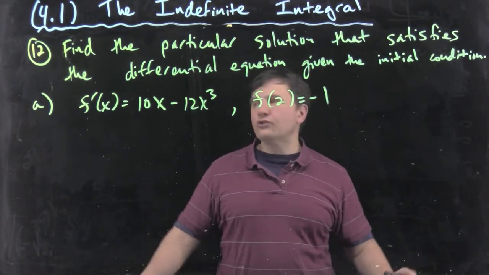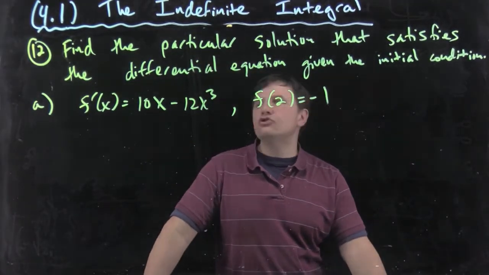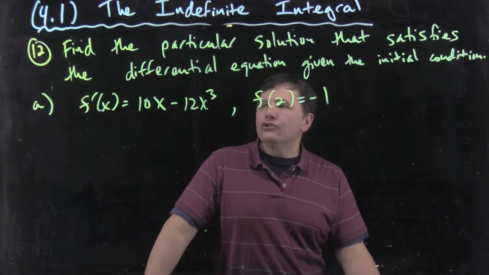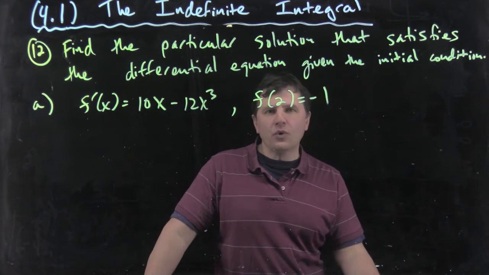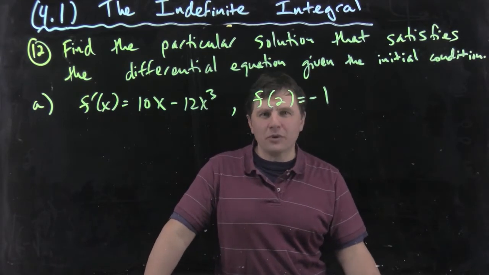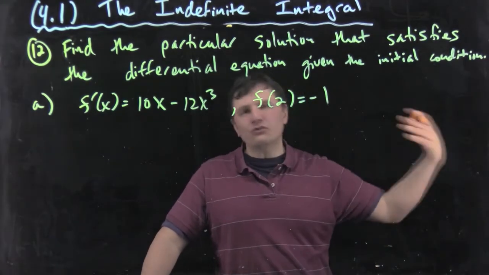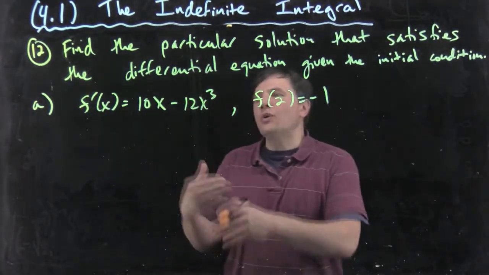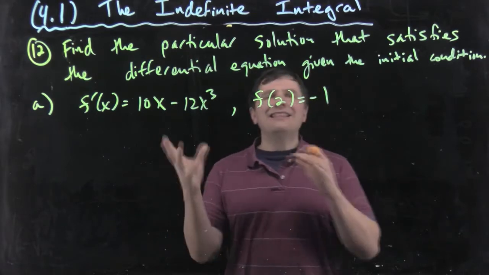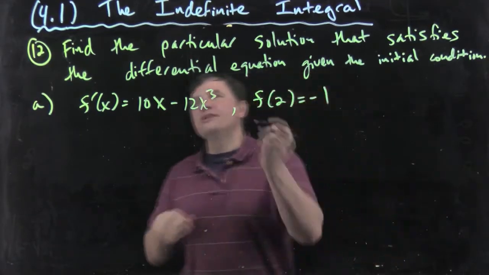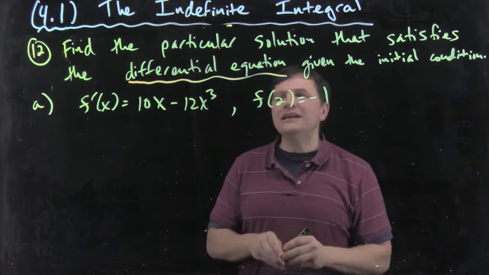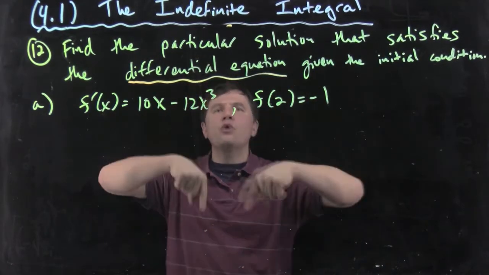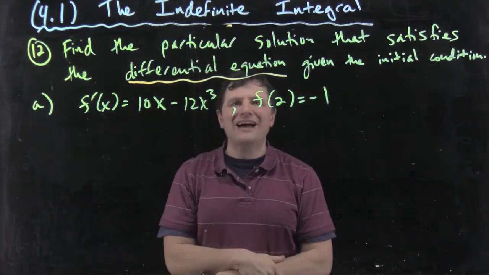Okay, example 12. Find the particular solution that satisfies the differential equation given the initial condition. So when you're asked to solve a differential equation, it's not like solving an algebraic equation where you get something nice like x equals 4 or x equals negative 1/2 or something like this. When you solve a differential equation, you're starting with an equation and then you're getting another equation. The term differential equation just means, think of it as a derivative equation. So this is a derivative. When they ask you to solve it, we want to go back to that original. We want to go back to f of x.